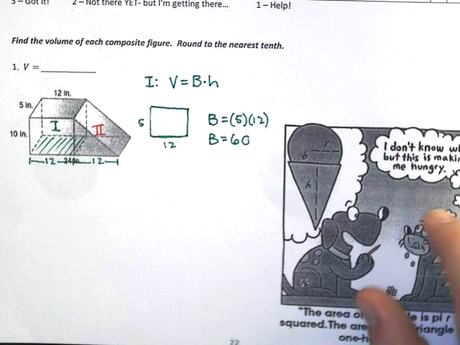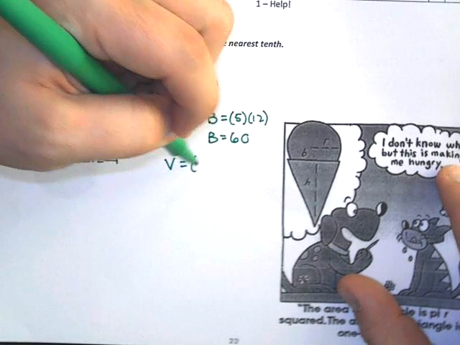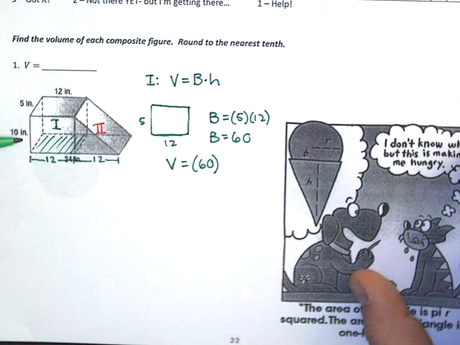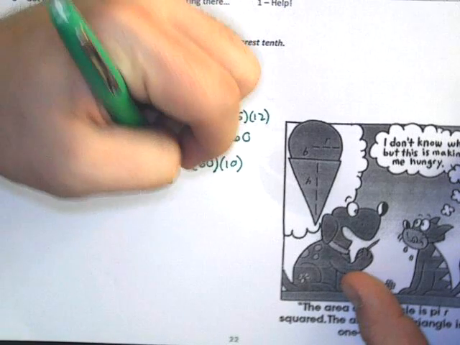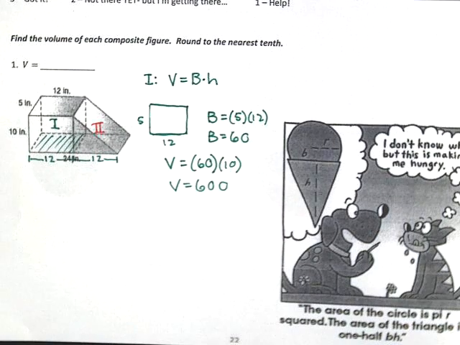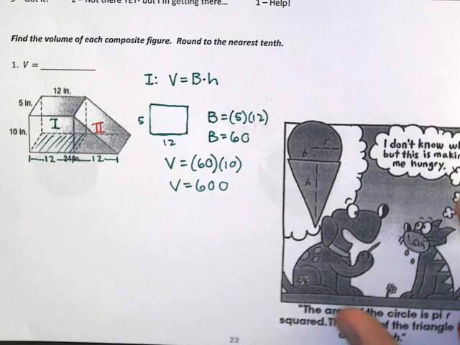Now that I have capital B, I'm ready to plug in. So the volume is equal to 60, because that's the area of the base, and then I multiply it by the height of the prism, which is 10, or 600. Not that bad. Let's see what happens when we switch to our next piece.